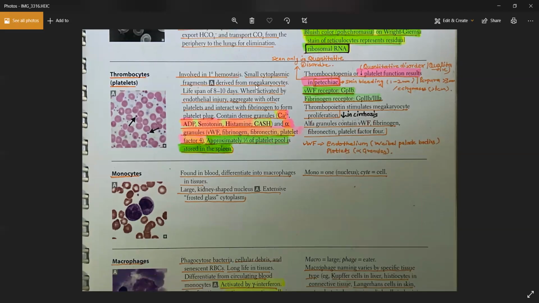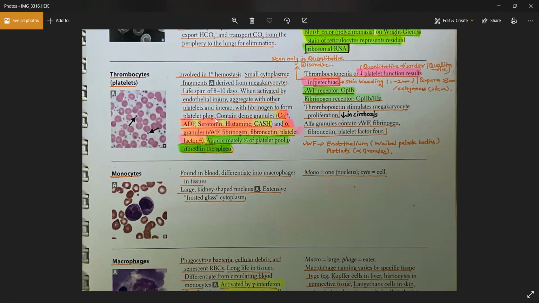So they are derived from the megakaryocytes. We have discussed that they have the lifespan of 8 to 10 days. Whenever any kind of endothelial injury occurs, they will get activated, they will aggregate, and they will form a weak platelet plug. After that, the different platelets will be attached to each other with the help of fibrinogen. Now this fibrinogen will be converted into the fibrin with the help of the clotting cascade, and this helps in the formation of a very strong platelet plug and these fibers, right?